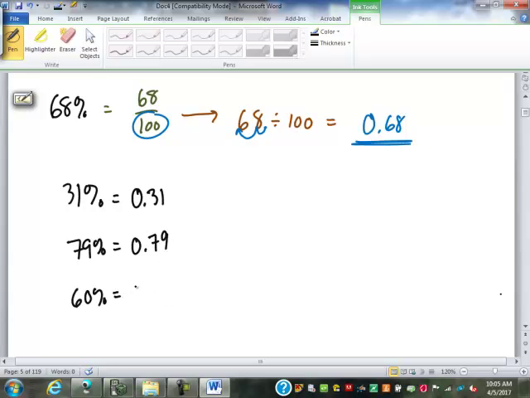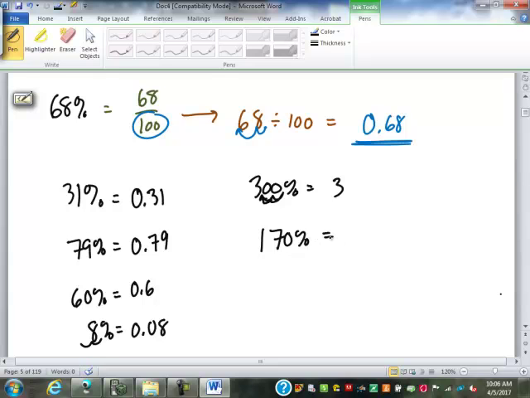60%. 0.6, 0.60, however you want to word it. How about 8%? 0.08. Good. Dividing by 100, that decimal point has to go 2 spots yet. 300%? Just 3. That decimal point has to move 2 spots. So dividing by 100 is just going to be 3. 170%. It's 1.7 or 1.70.